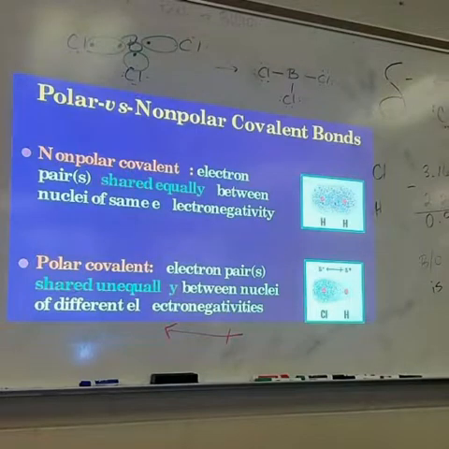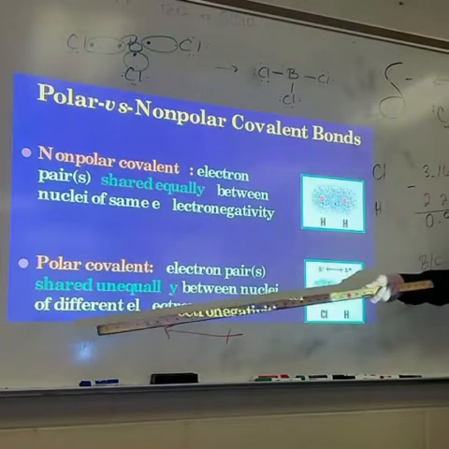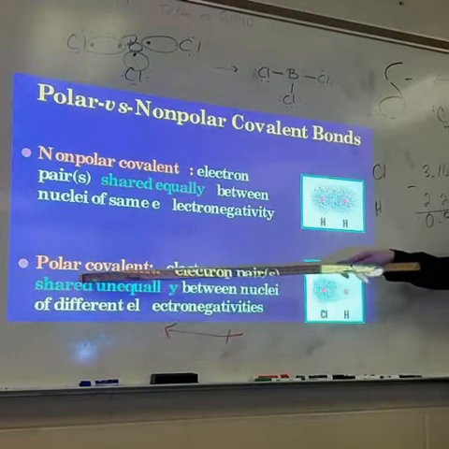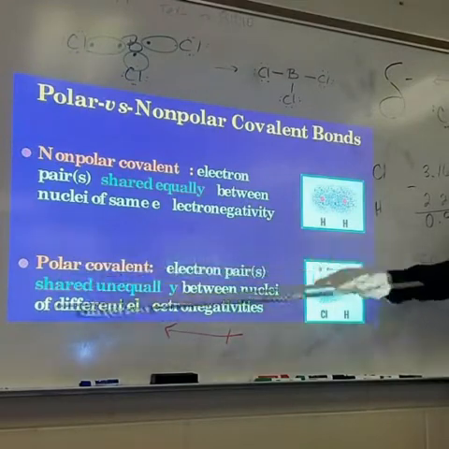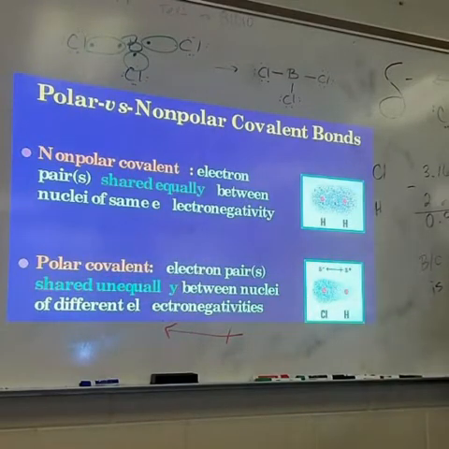Now, another thing, I can't even talk. Where the word polar came from, excuse me. Polar comes from opposite ends of something. Just like we have the North Pole and the South Pole, opposite ends of the globe, we have opposite charges. And that's where the word polar came from, opposite poles of a compound.